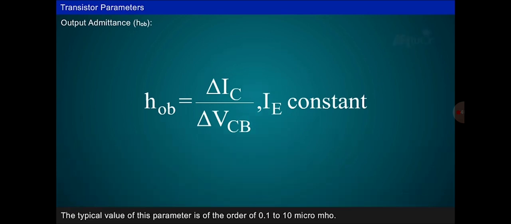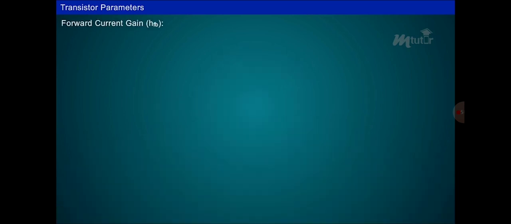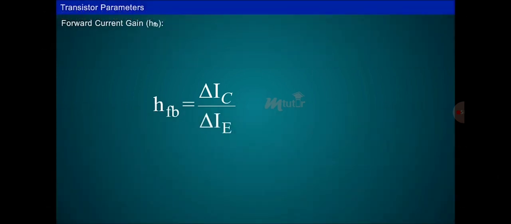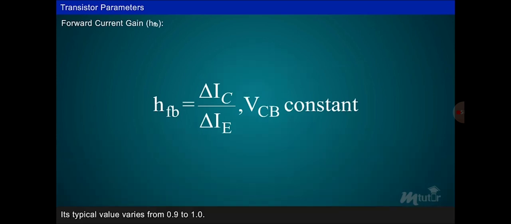The typical value of this parameter is in the order of 0.1 to 10 micromho. Forward current gain HFB is the ratio of change in the collector current to the corresponding change in the emitter current, keeping the collector voltage VCB constant. Its typical value varies from 0.9 to 1.0.